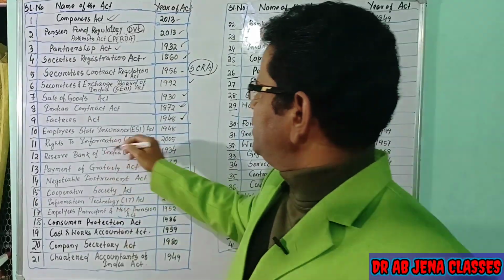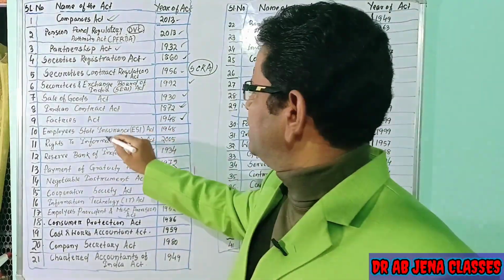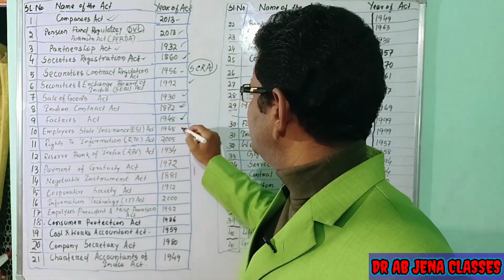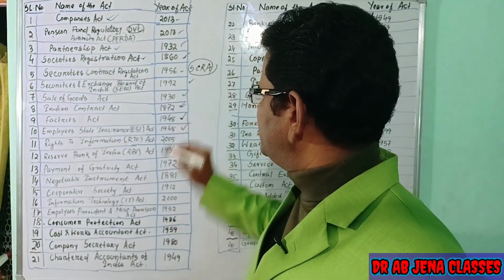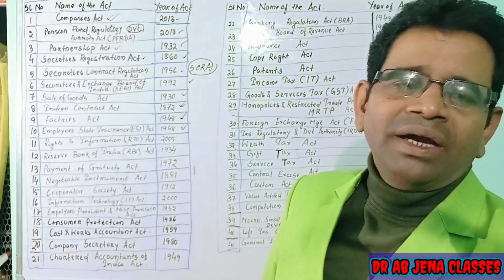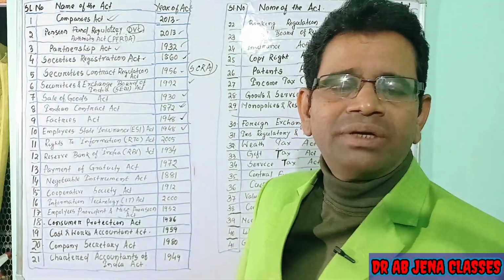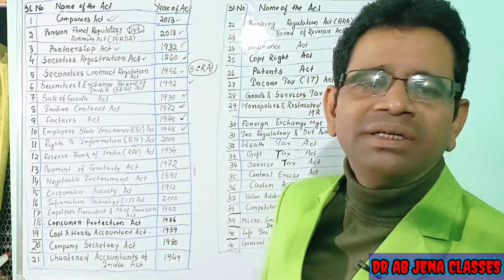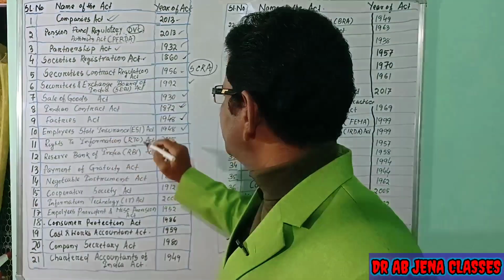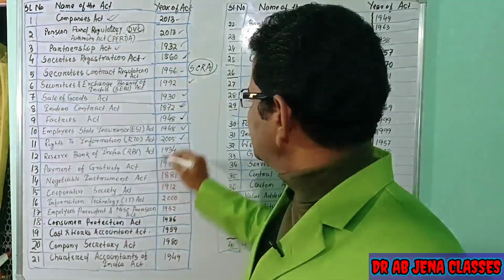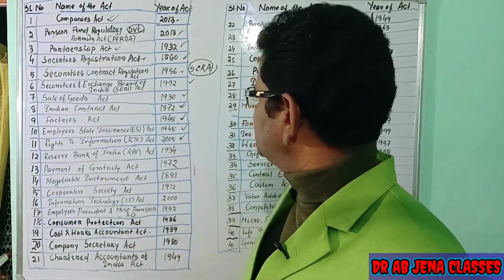Then the Employees State Insurance Act, ESI, is also the same year, 1948. And most important, we are always talking about RTI. What is this? RTI stands for Right to Information Act. The year of the act is 2005.